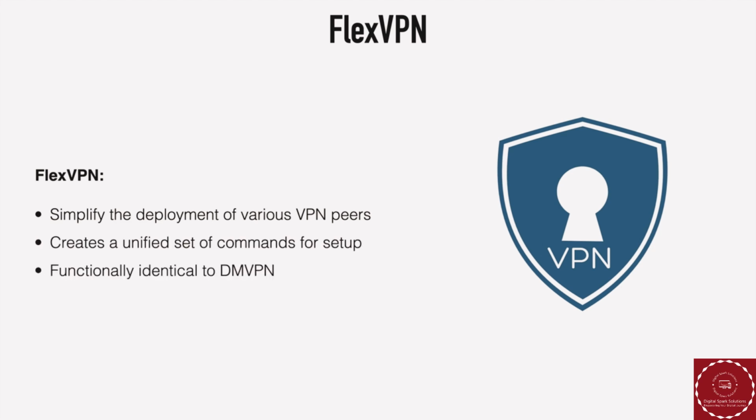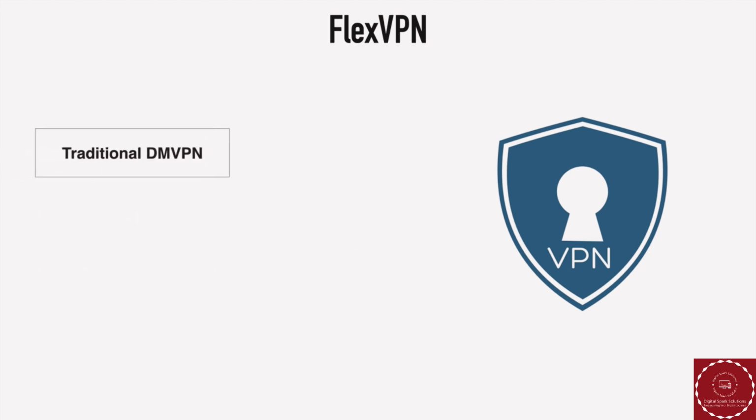Functionally speaking, FlexVPN is identical to DMVPN. All of the pieces found within a DMVPN configuration are still there. We have point-to-point GRE tunnels between devices, and we still have dynamic tunnels created between spoke sites through NHRP, the next hop resolution protocol. Let's look at some of the main differences in FlexVPN versus DMVPN.